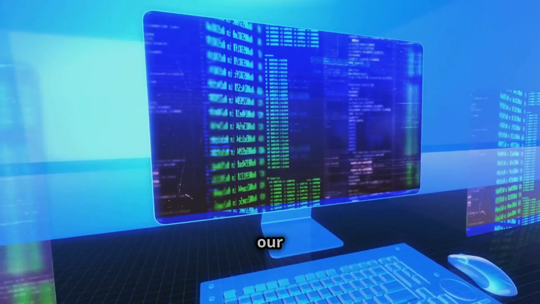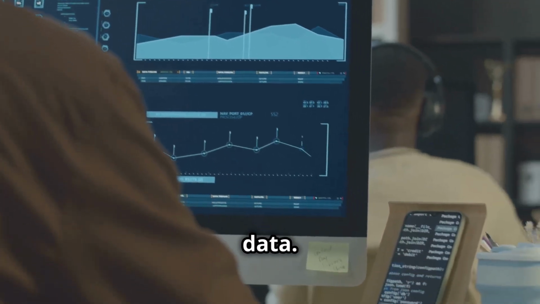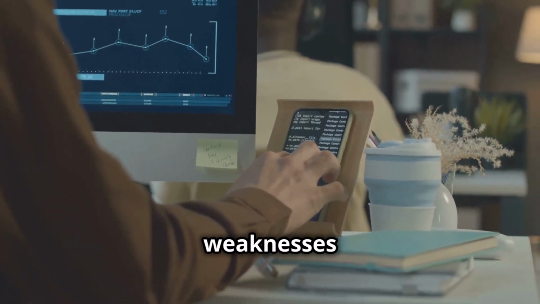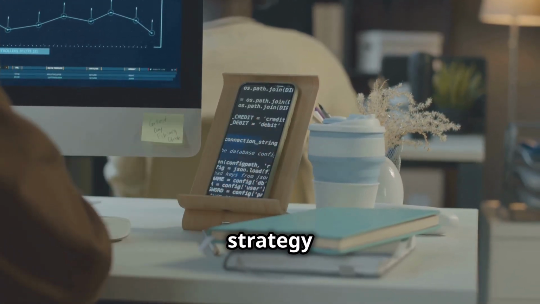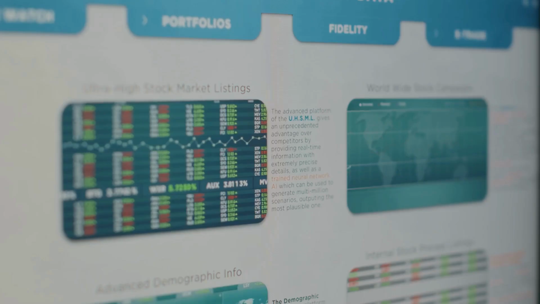Backtesting allows us to simulate our bot's performance on historical data. We evaluate its strengths and weaknesses before live trading. This process helps optimize our bot's strategy and risk management.